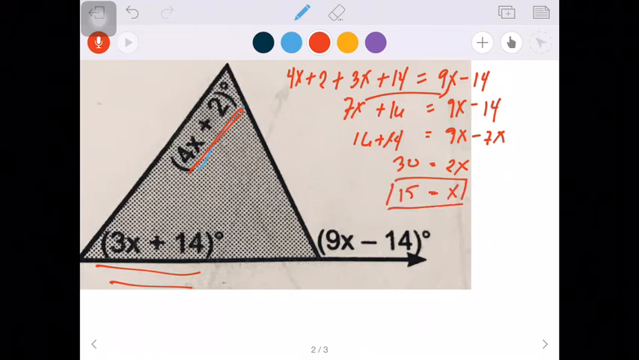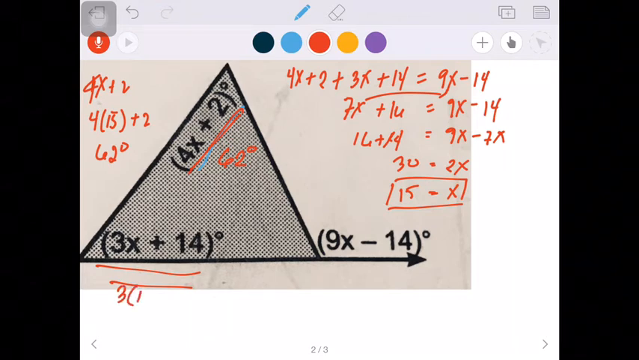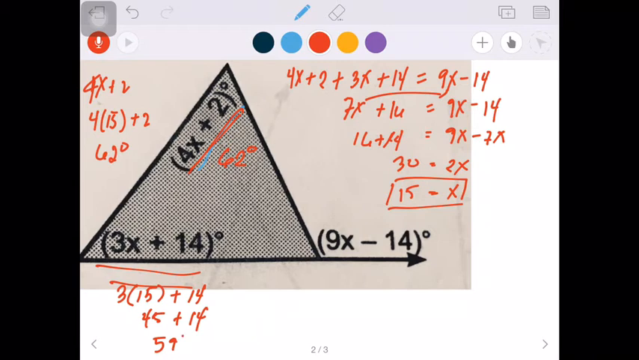But this is not the answer. Our angles are 4x plus 2 degrees. So therefore, we substitute for x: 4 times 15 plus 2, that is 62 degrees. So this is our angle here, 62 degrees. What about 3x plus 14? That would be equal to 3 times 15 plus 14, which is 45 plus 14, and you have 59 degrees. So this is 59 right here.